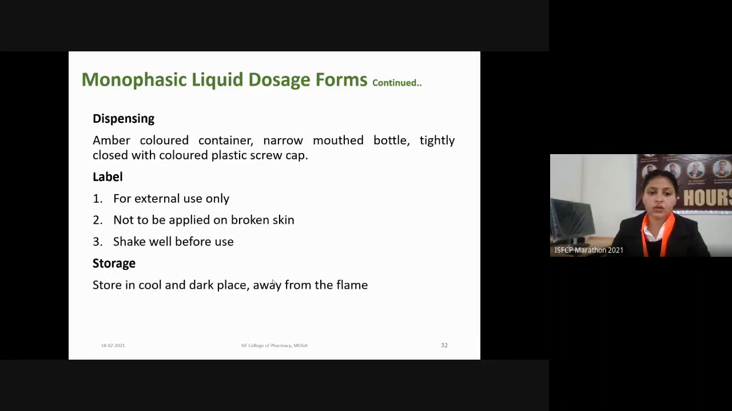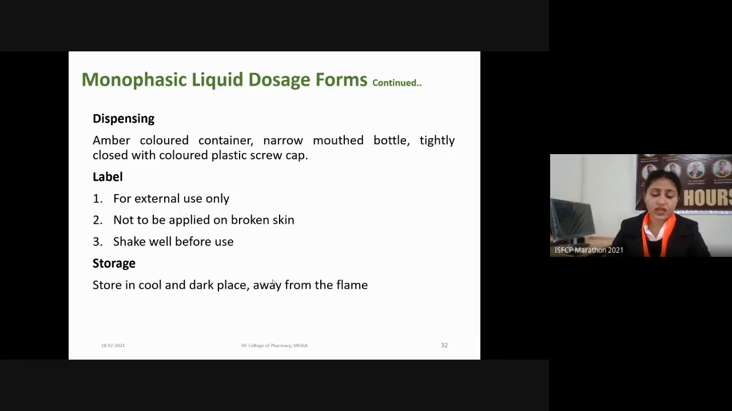Now, the dispensing of the liniments. Amber colored containers, narrow mouth bottles, tightly closed with colored plastic screw caps are used for dispensing the liniments. These conditions should be written on the label. First, this is for external use only. Next, not to be applied on broken skin. And last one is shake well before use. These are the three conditions that should be mentioned on the label while dispensing these liniments.